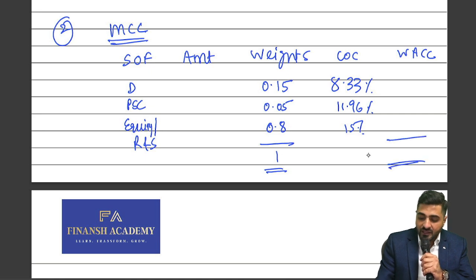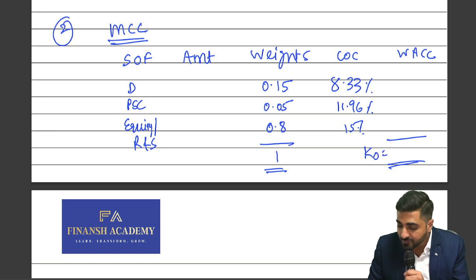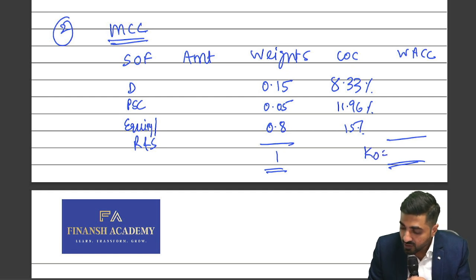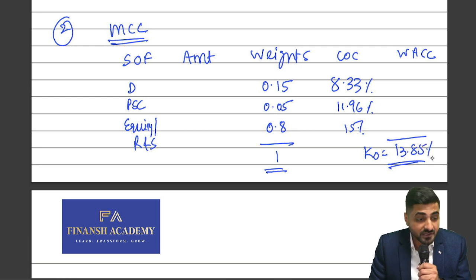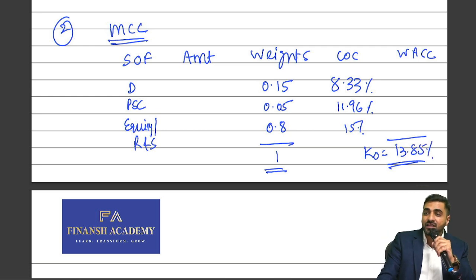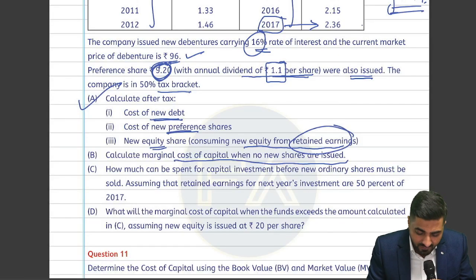Will I be getting my KO? Yes, sir, you have to calculate. The total is 13 point something. Yes or no? Marginal. Are you all okay with the second part of the question? Come on. You are getting 13.8.